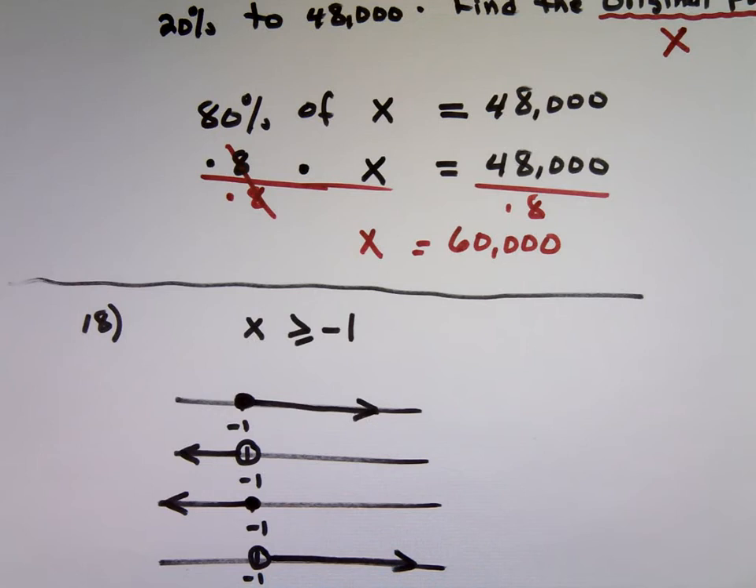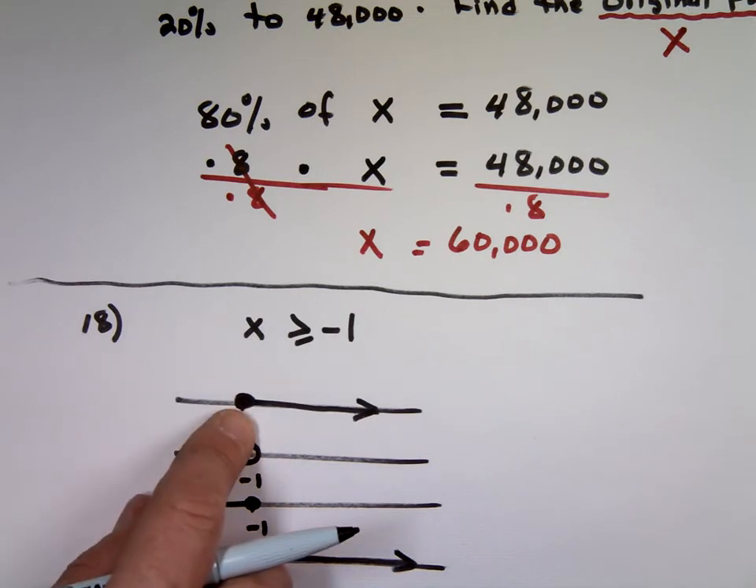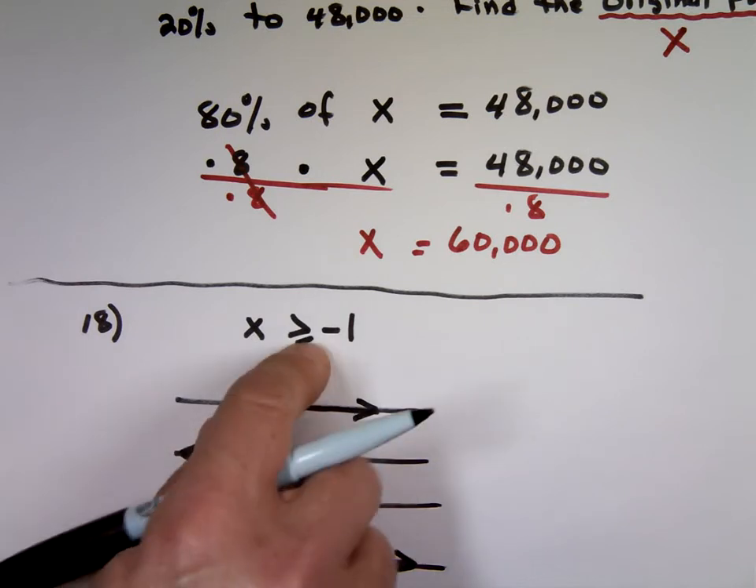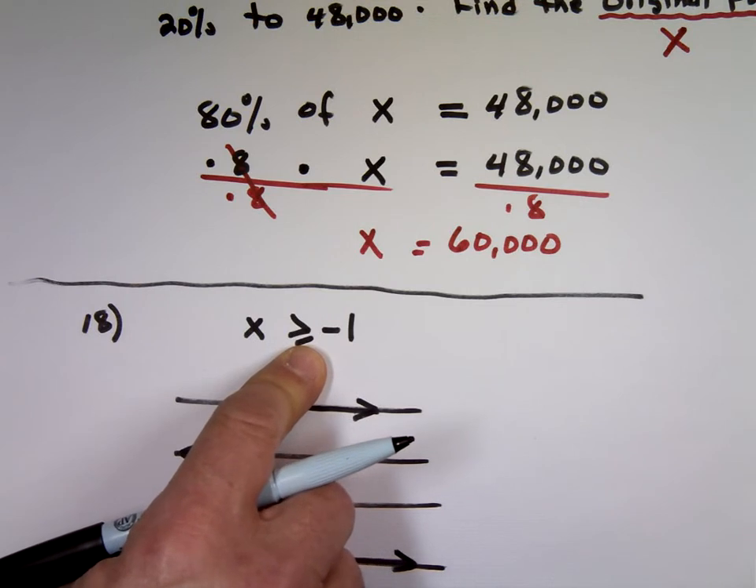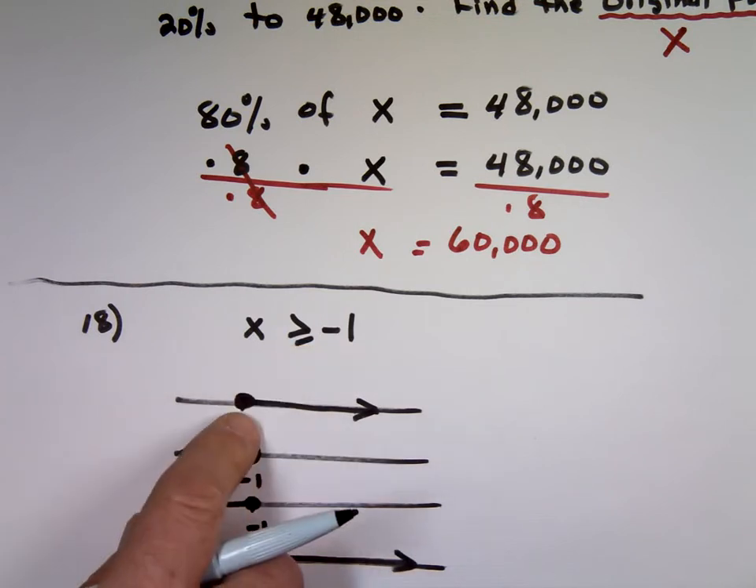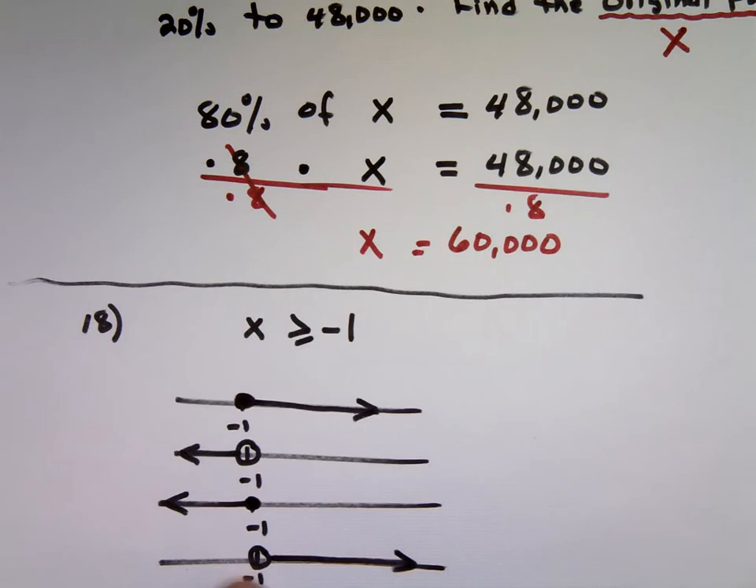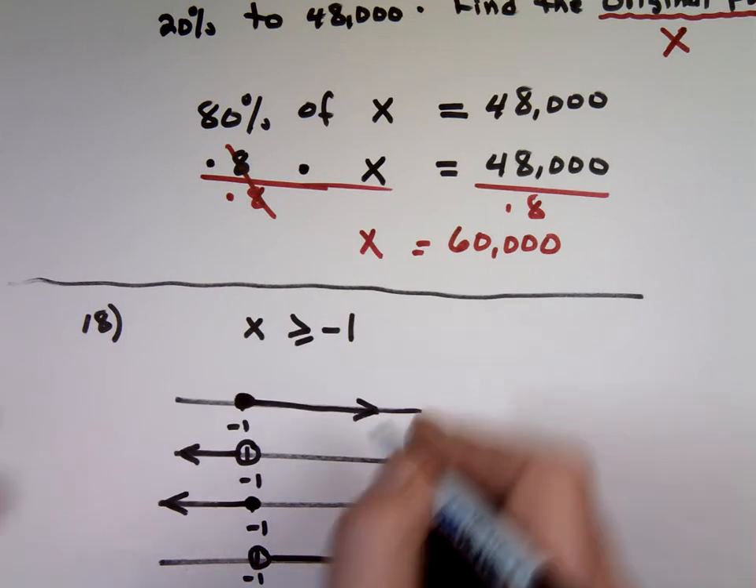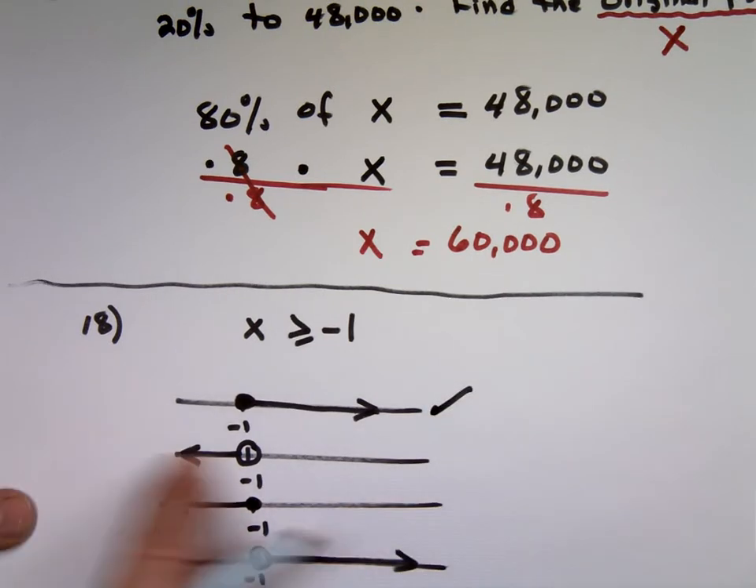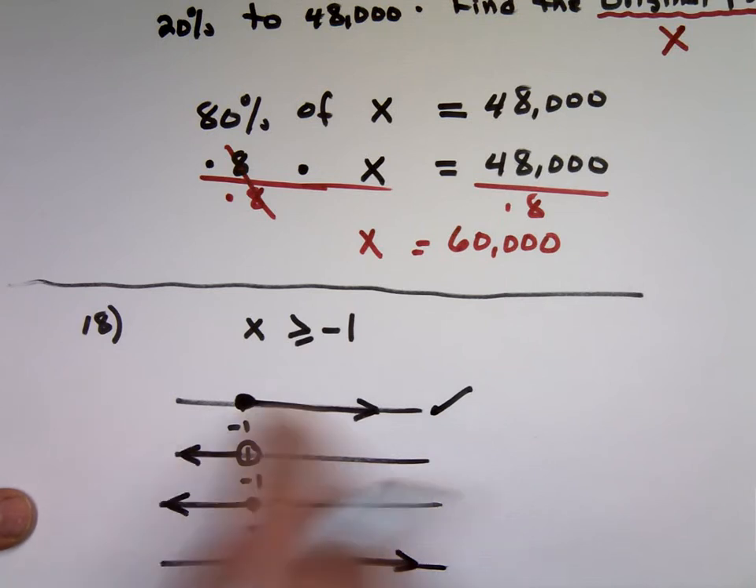And if the dot is filled in, that means what? -1 is included. Yep, you have an equal sign here. So if there's an equal sign, better be a closed circle. If there is no equal sign, better be an open circle. So that is the correct one. This will be less than. To the left means less, to the right means greater than.